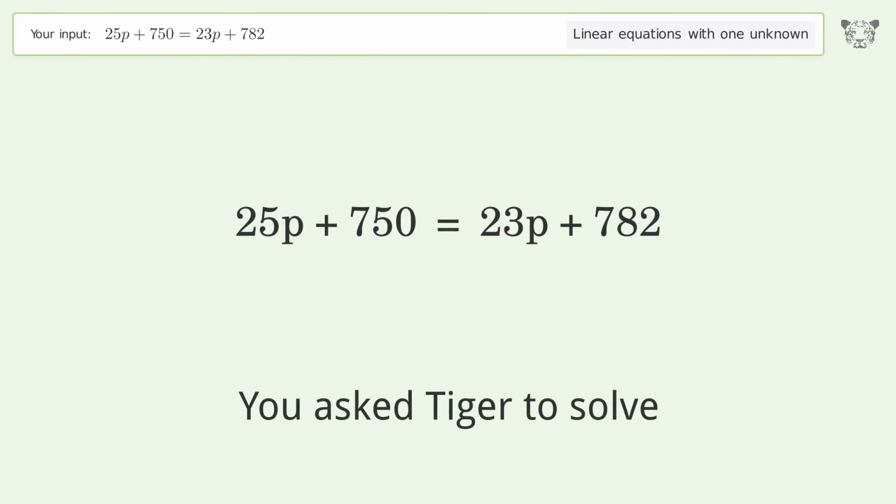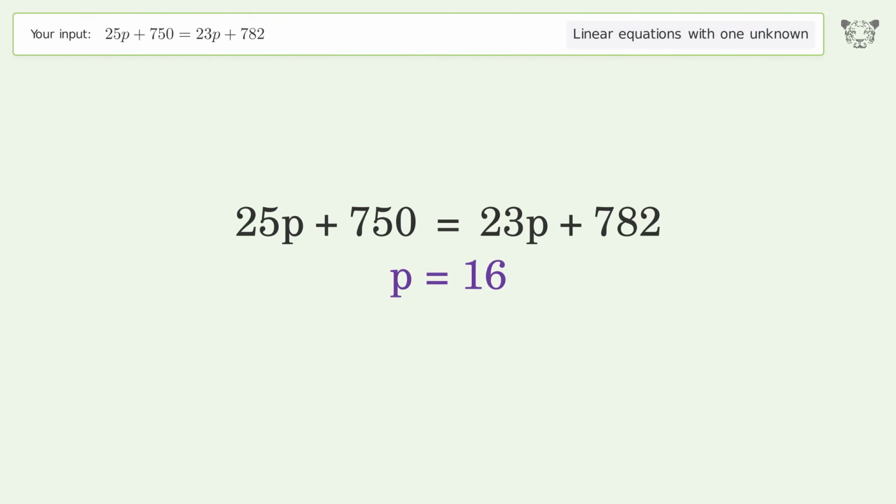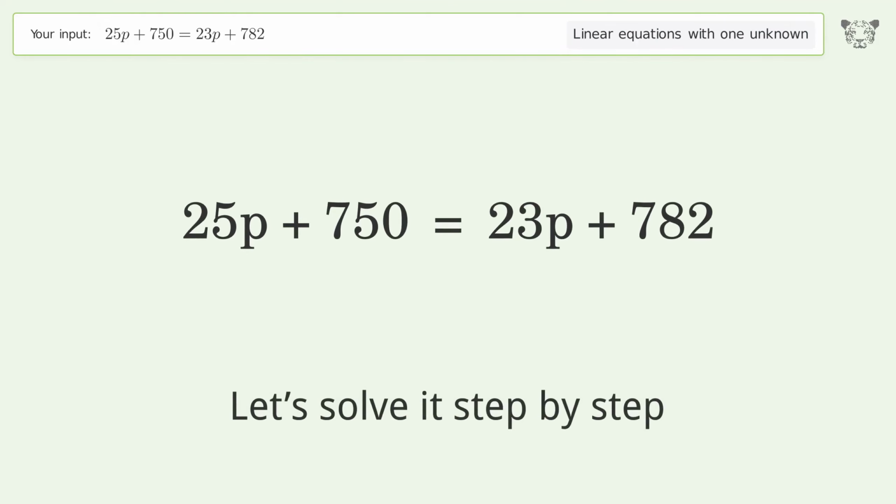You ask Tiger to solve. This deals with linear equations with one unknown. The final result is p equals 16. Let's solve it step by step.